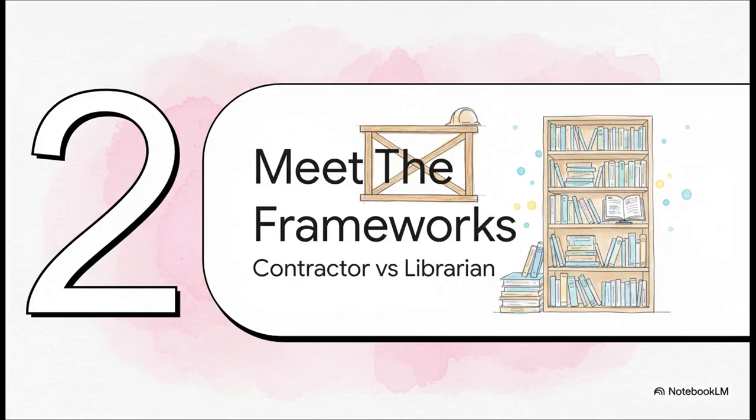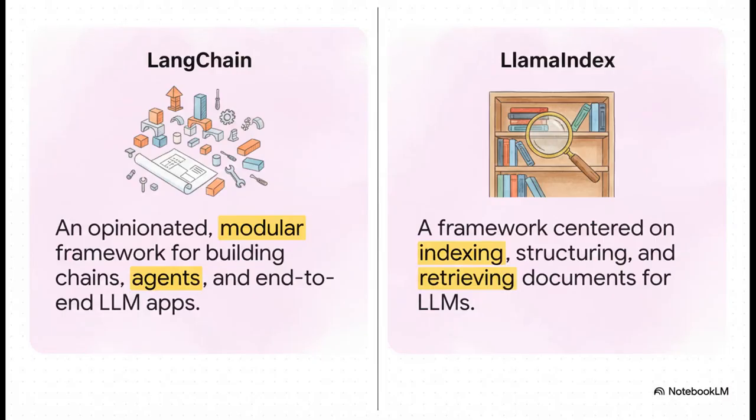So let's properly meet our two main players. And honestly, the best way to understand the difference is with this analogy. Think of LangChain as the general contractor who can build your entire house from the ground up. LlamaIndex, on the other hand, is the expert librarian who is just obsessed with perfectly organizing the library inside that house.